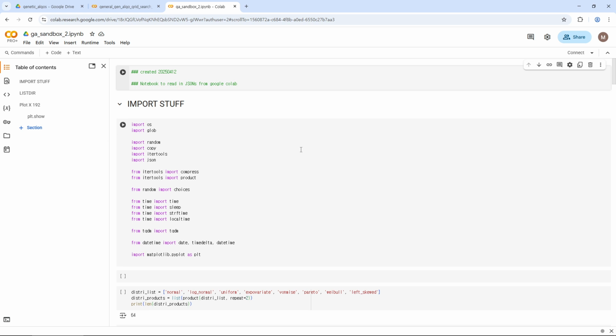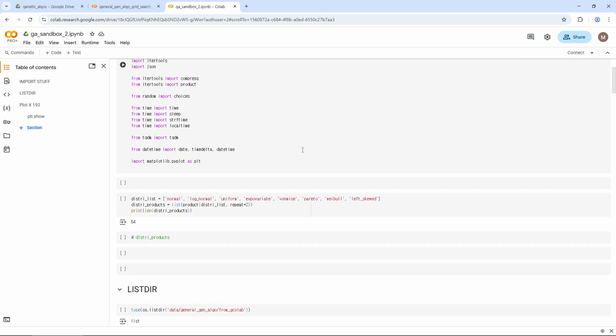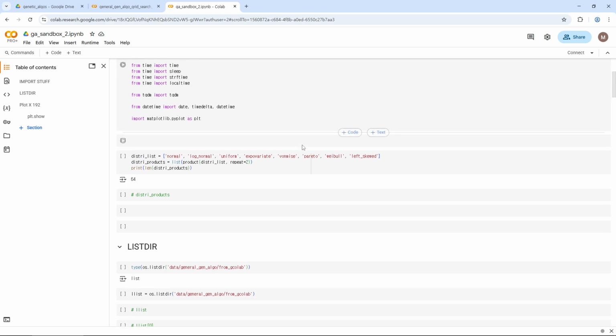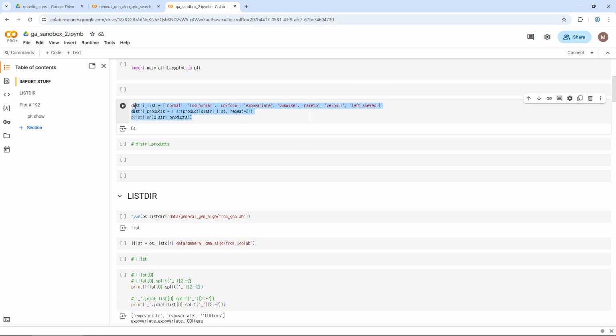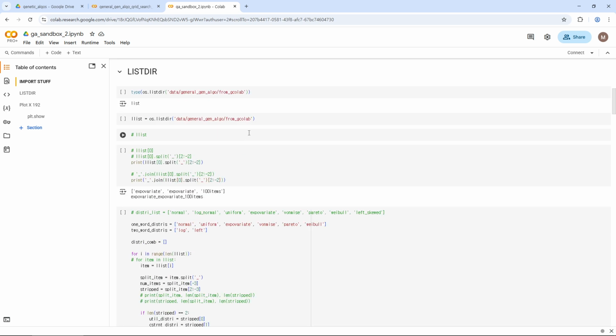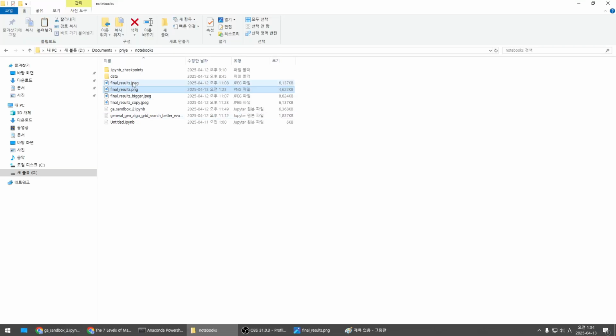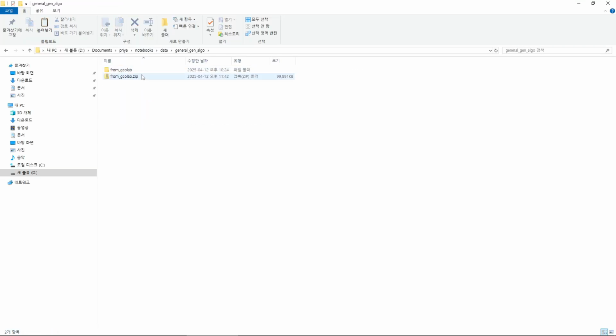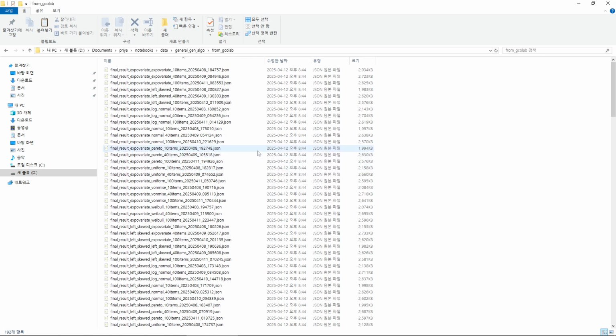So first, when all the files were done, 197 of them, I create the distribution list: normal, log normal, uniform, expovariate, von Mises, Pareto, Weibull, and left skewed, and then make the products and end up with 64. And that's what I get.